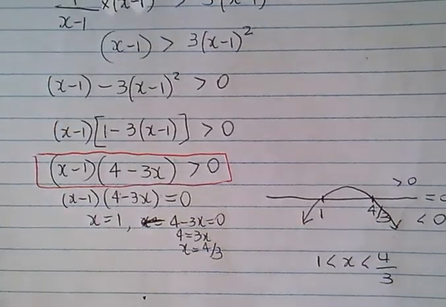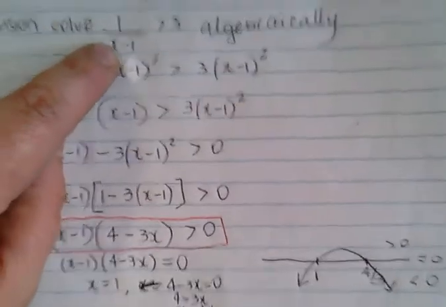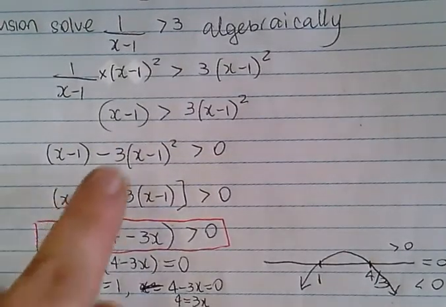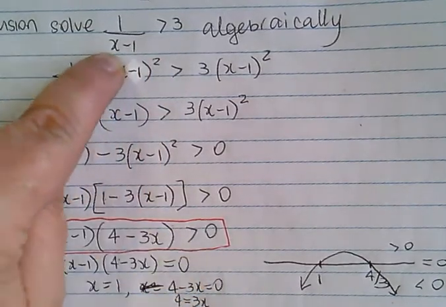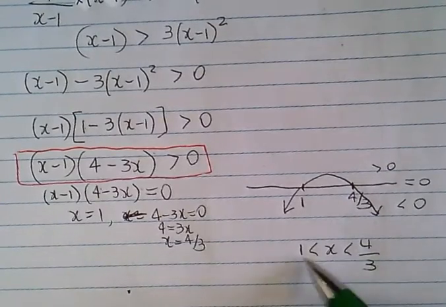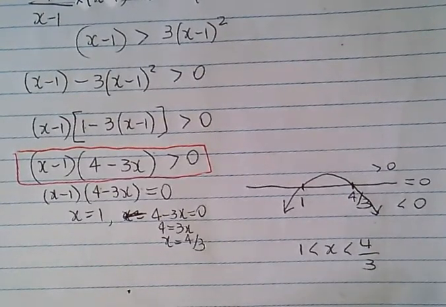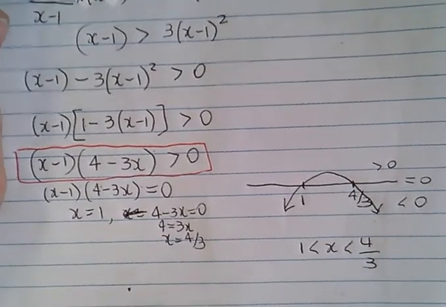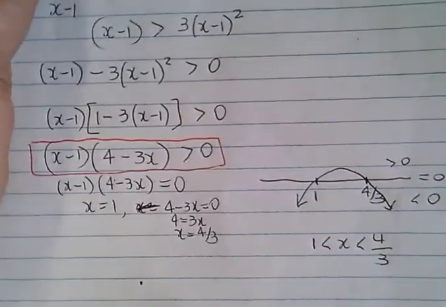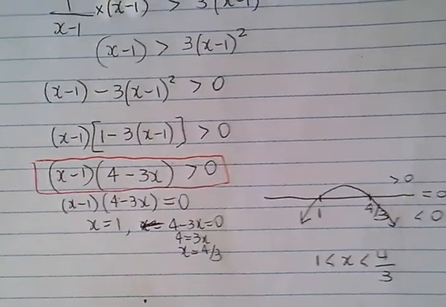Now, go back to the original question. Is it greater than? So I don't want any equal to's in my answer. And x can't equal 1, so it's correct like that. It's the inequality without the equals. Do you get it? Is that the same answer as what we got before? One solved graphically, one solved algebraically.